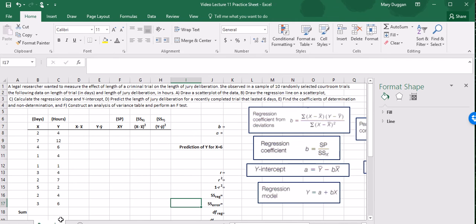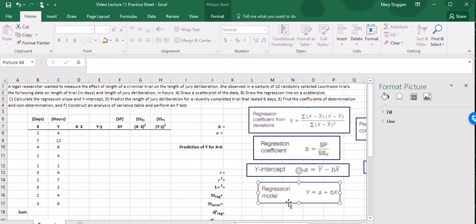So we're going to start by just looking at what the regression model is. And the regression model, we'll look at this formula here. It takes the form of y equals a plus b times x, where a is the y-intercept, or the value of y when x is 0. And b is the regression coefficient, or the slope of the line, which tells us how much y changes for each unit increase or decrease in x.